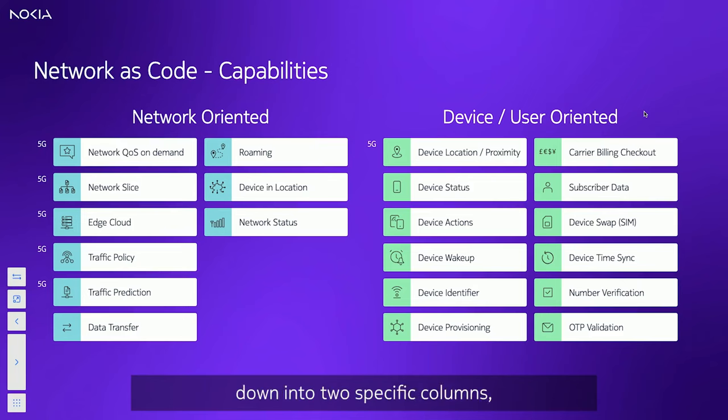We've broken this page down into two specific columns, the network-oriented capabilities on the left-hand side, and the more device or user-based capabilities on the right. You will also notice that we have flagged a few of these capabilities with a 5G indicator. What we mean by that is that there are some capabilities that really require a 5G standalone network to work. You can also see that there are many capabilities inherent within today's networks that are actually accessible without a 5G SA network, and those do not have the 5G indicator next to them.